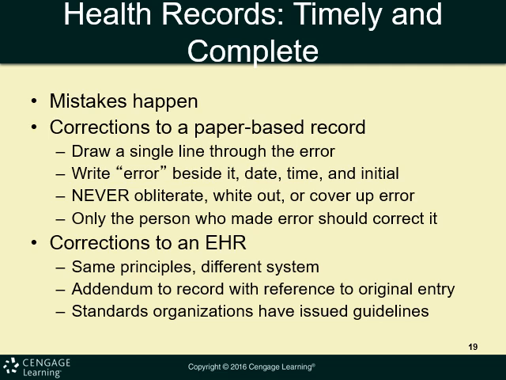With regards to corrections being made to an electronic health record, the same principles do apply. However, it's a different system because we're no longer on the pen and paper track. We're more electronic. So what needs to be done is an addendum to the health record is needed with reference to the original entry, and standard organizations have issued guidelines on how to go about preparing corrections in the electronic world.